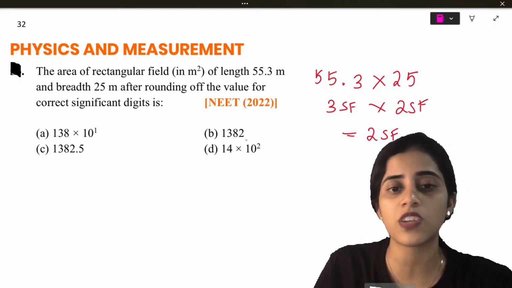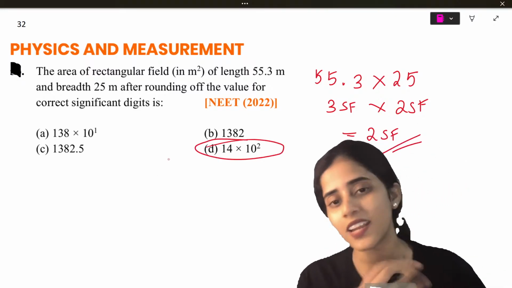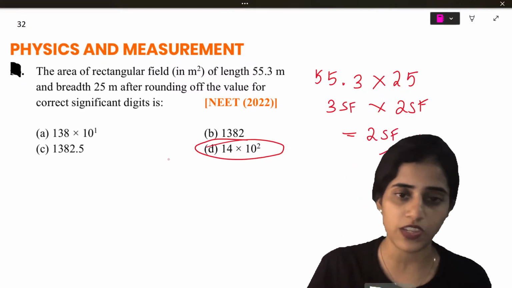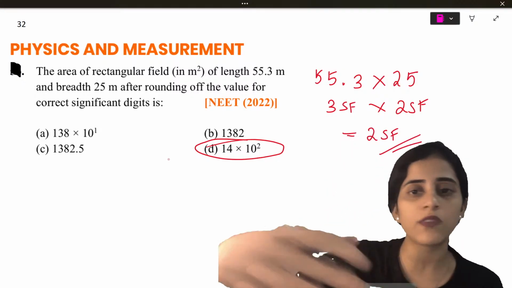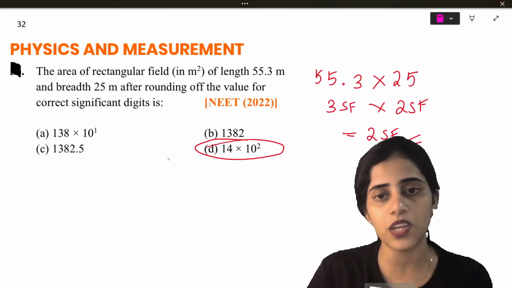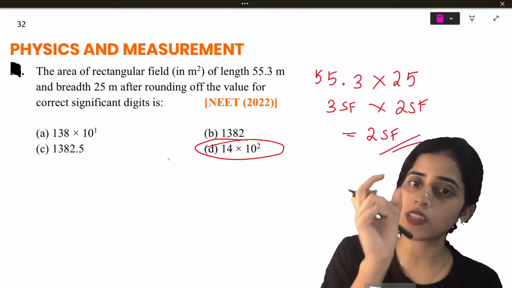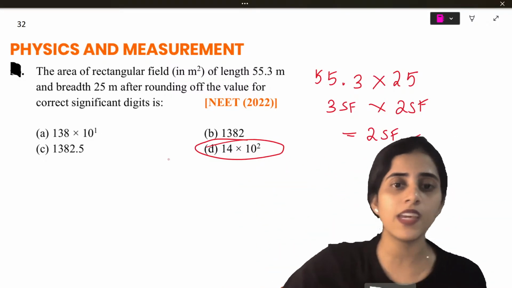Which one has 2 significant figures? Only 14. 10 raised to 2 is not considered a significant figure. So answer is option D. You don't have to multiply and find out the answer. You just have to look at the number with the least number of significant figures. That will be the answer.